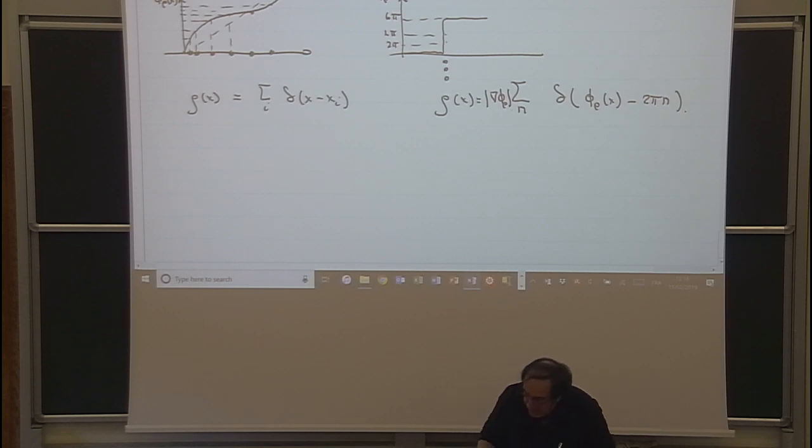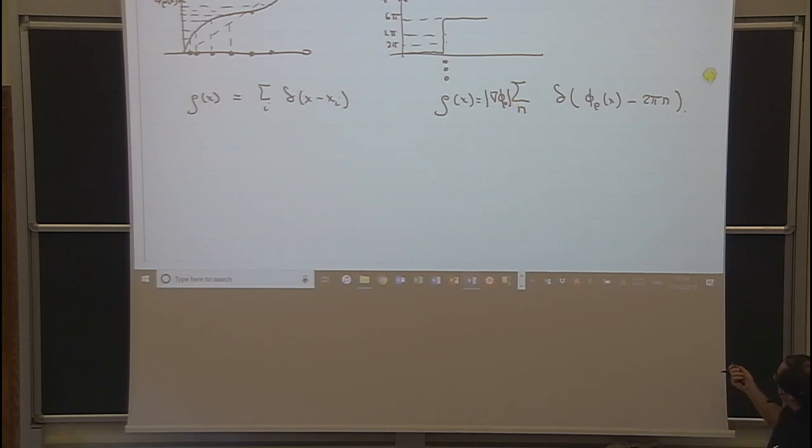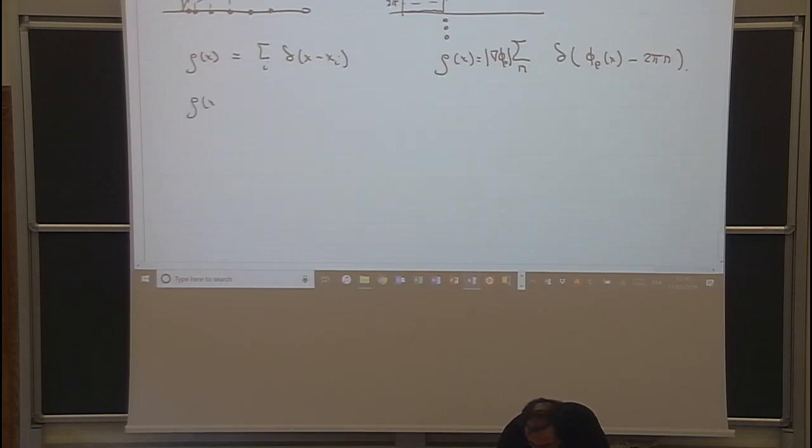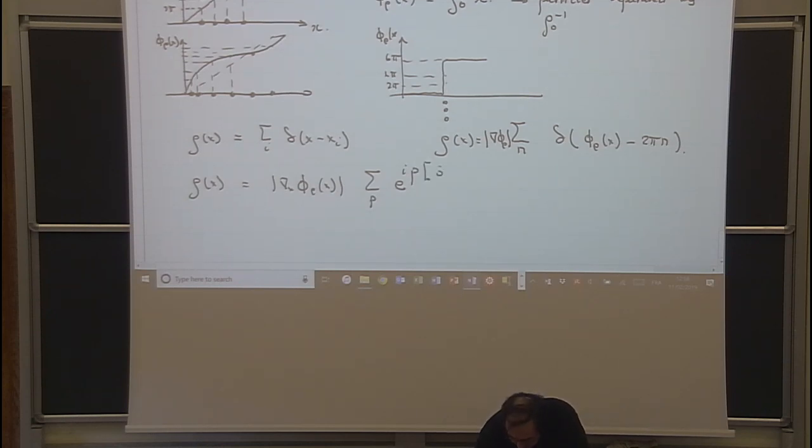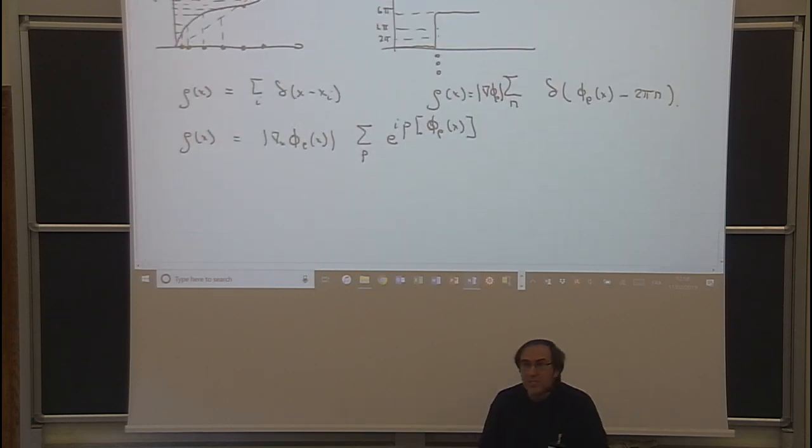Okay. Now you would say it's very nice, but what is the use? Well, the use is that I get a Dirac comb here. So I can rewrite my Dirac comb in another way, which is that I can rewrite my density, rho of x, as the modulus of grad x of phi L of x times the sum over p, modulo normalization, which is not important, of exponential of i p phi L of x. So this is just an identity for representing the Dirac comb.